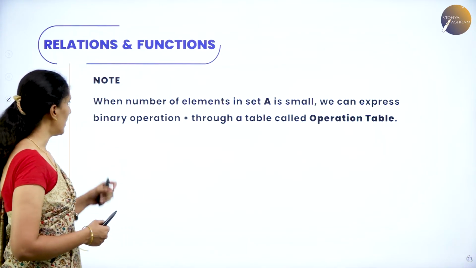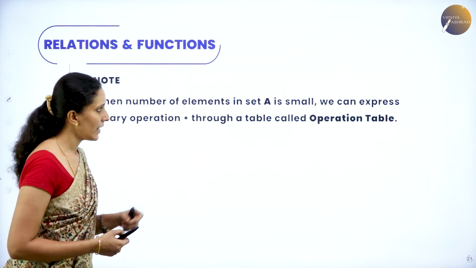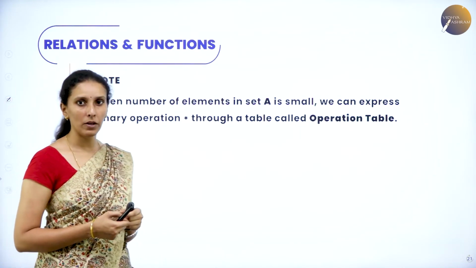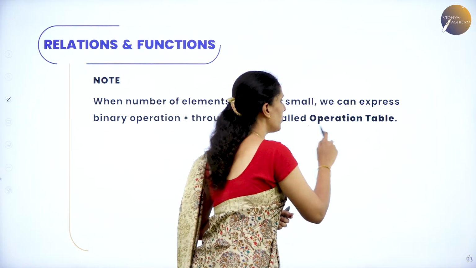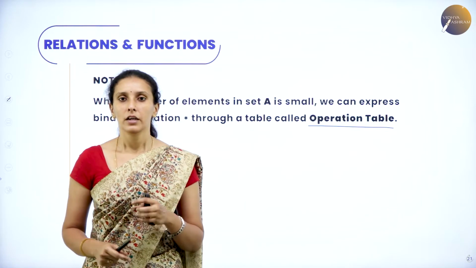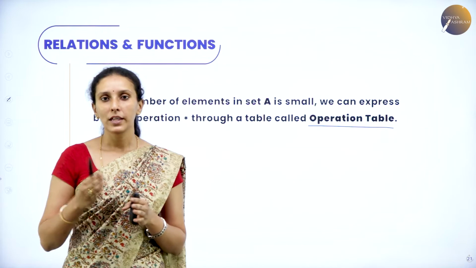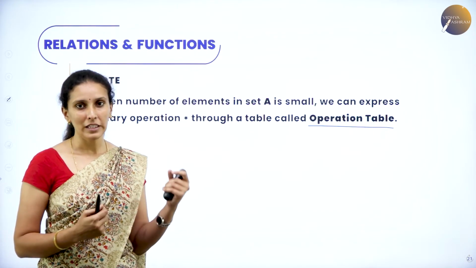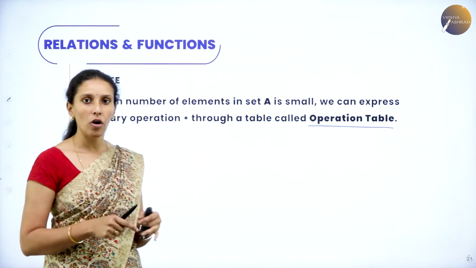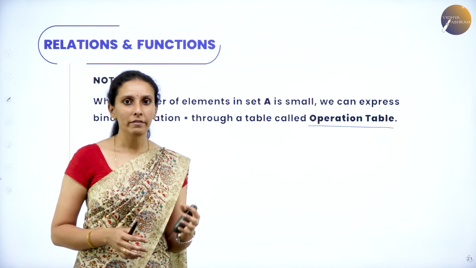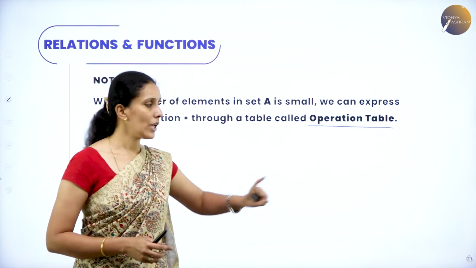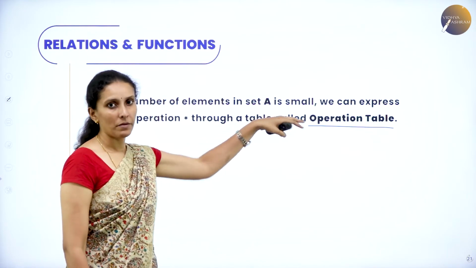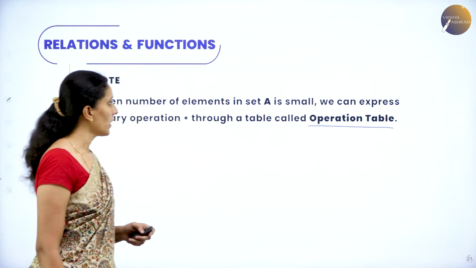Note one more point here. When the number of elements in the set A is very small, we can express the binary operation star through a table called operation table. Whenever you have very few elements, we can substitute those elements in the form of an operation table, where we can verify whether the star is binary operation or commutative or associative, whatever the condition they will ask, with the help of the operation table. Now let's verify a few problems with the help of operation table.